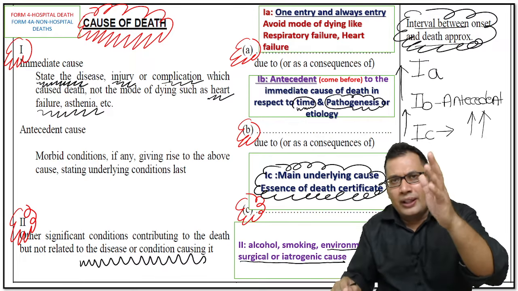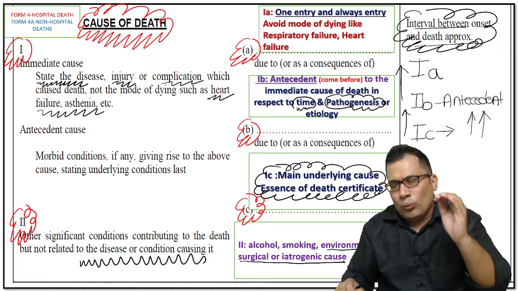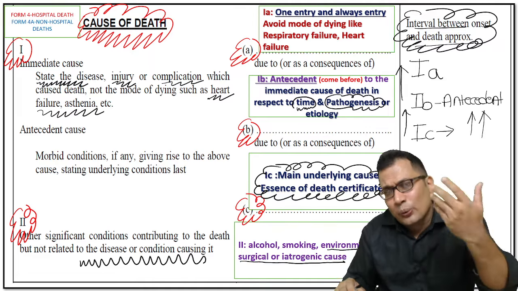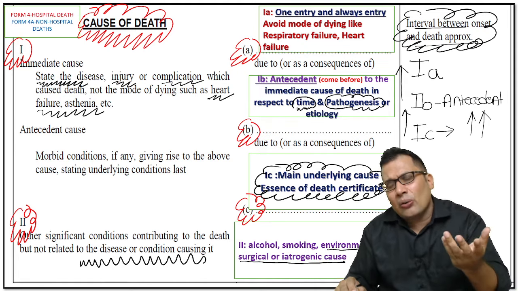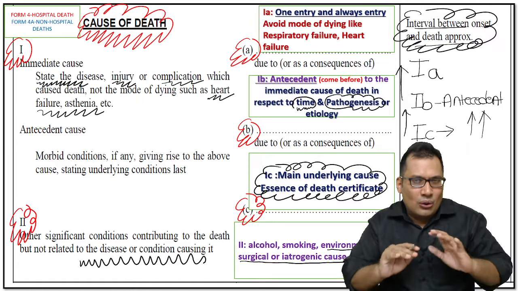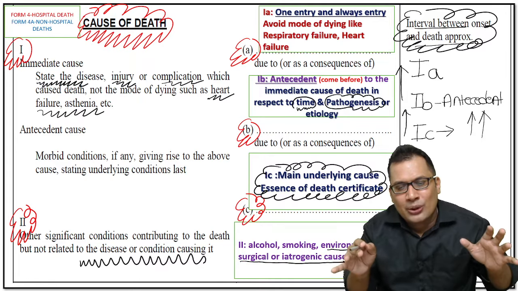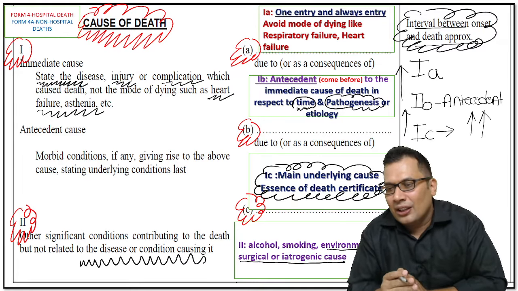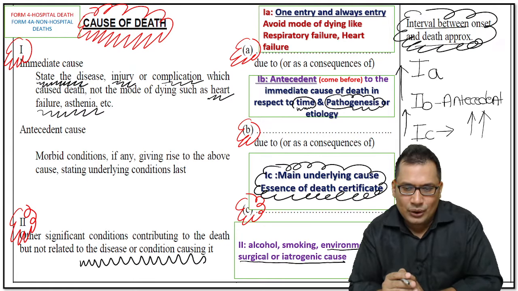Again, I'll repeat. 1A, immediate cause of death. 1B leads to 1A, which is known as antecedent cause. 1C leads to 1B, which is generally known as main underlying cause, the essence of death certificate. So this concept is based on what? That is etiopathogenesis and the time interval between onset and the death. Okay.